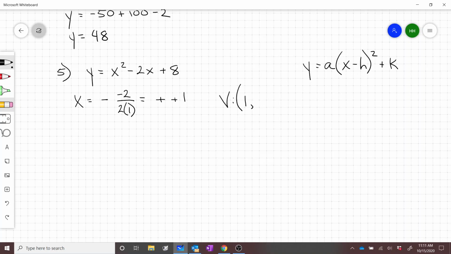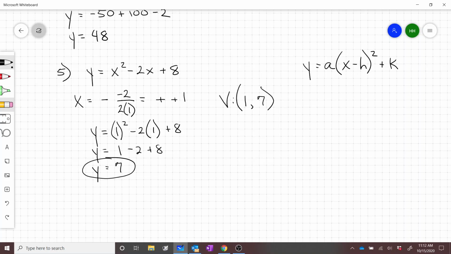Our y at the vertex we get from substituting. So y at the vertex is equal to 1 squared minus 2 times 1 plus 8. So 1 minus 2 plus 8 is equal to 7. So our y at the vertex is 7.